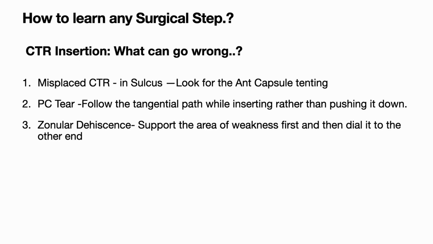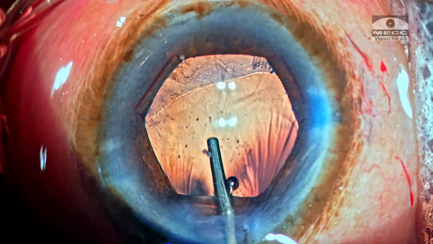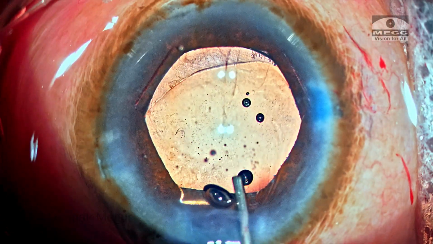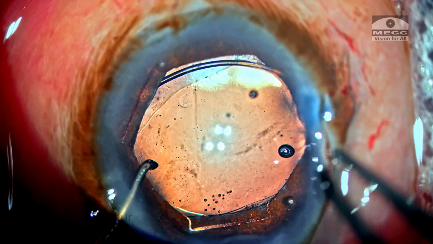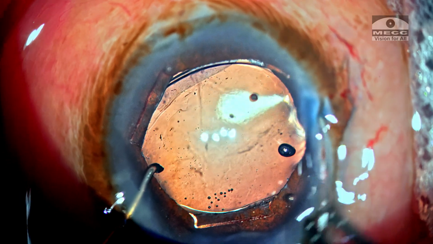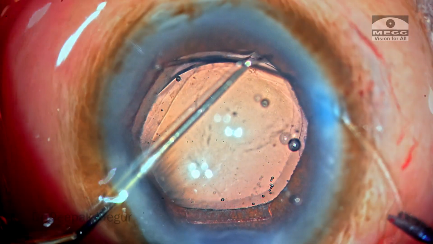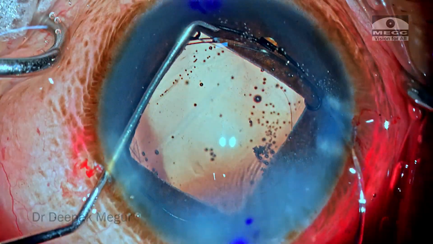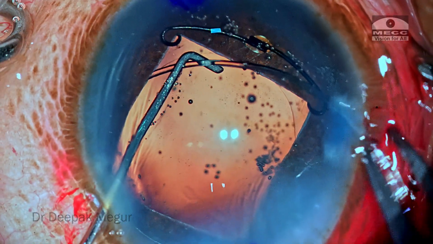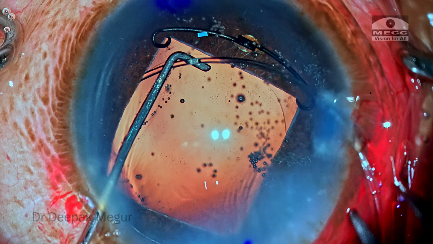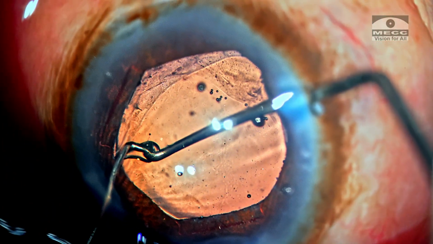As for zonular dehiscence, if you're able to keep the bag very much inflated with OVD, the amount of zonular stress which is going to be induced while threading the CTR inside can be minimized. And when we have a localized area of zonular dehiscence, always trying to support that area early on during the course of your CTR manipulation does help. And using a second instrument to compress the CTR as the ring is being negotiated into the bag is the third point by which we can minimize the amount of zonular weakness which can be induced while threading the CTR inside.